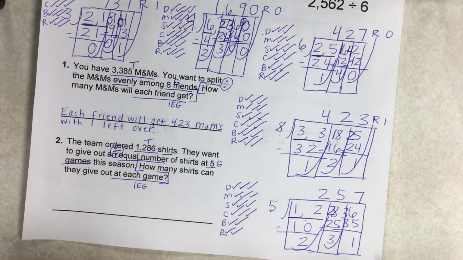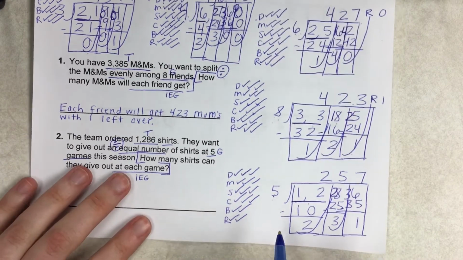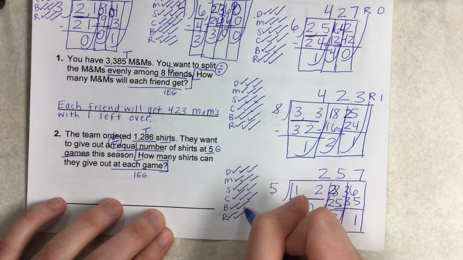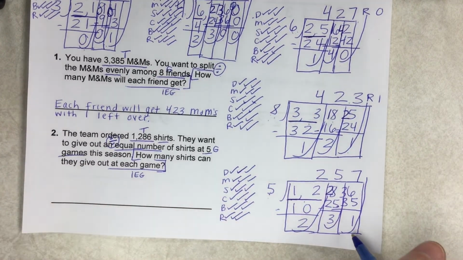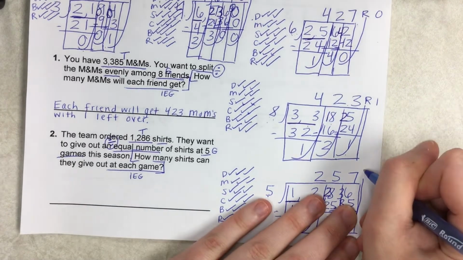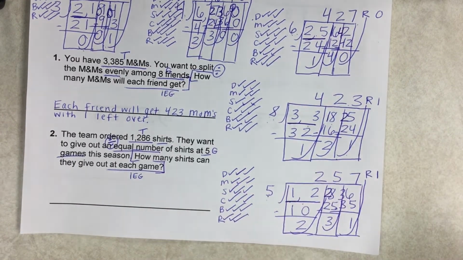Compare, 1 Smartie compared to 5 kids. I can't pass out anymore, so I'm going to bring up the 1. Repeat or remainder. I don't have another box left, so it's a remainder of 1.